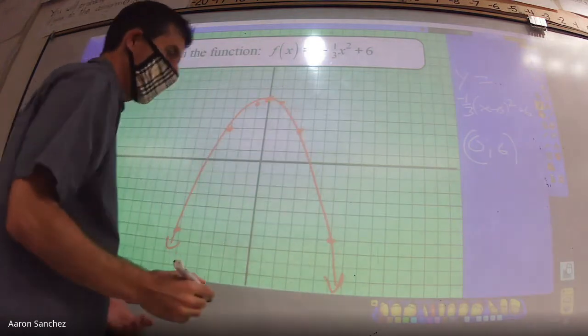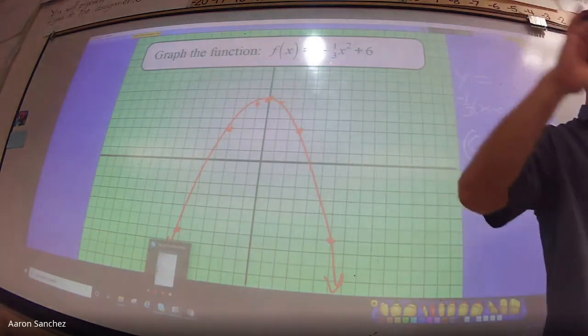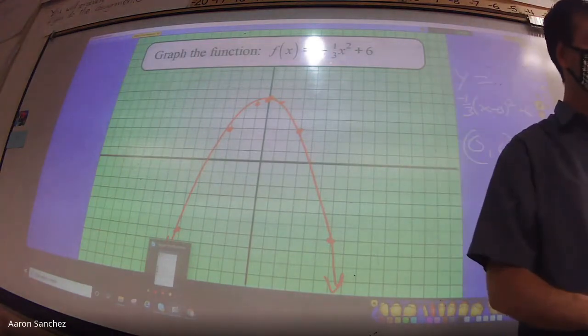Okay, so that's what it's going to look like, right? The negative 1/3 compresses it and makes it go upside down.